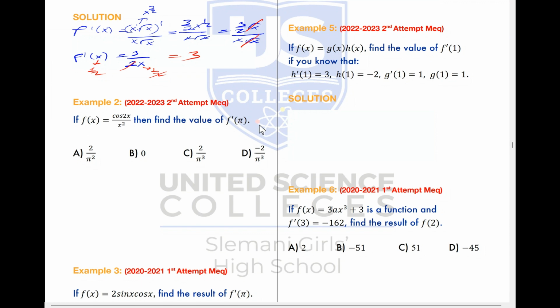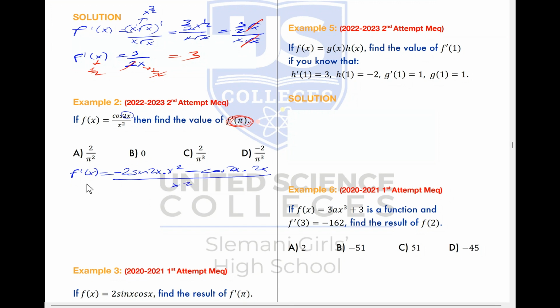Find the derivative of this function and evaluate the derivative at pi. So the first step is finding the derivative. f prime of x equals the derivative of the division, we apply the quotient rule, which tells us to take the derivative of the top. The derivative of cosine is minus sine multiplied by the derivative of the angle, which is 2. So minus 2 sine 2x times bottom x squared minus top cosine 2x multiplied by the derivative of the bottom 2x, divided by bottom squared.